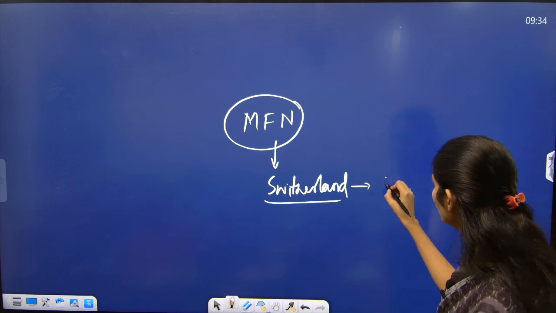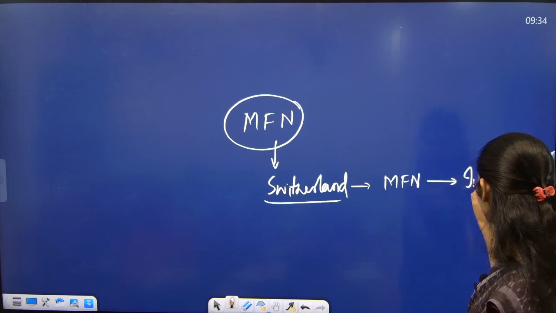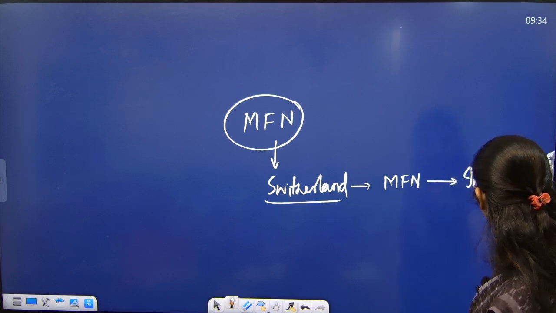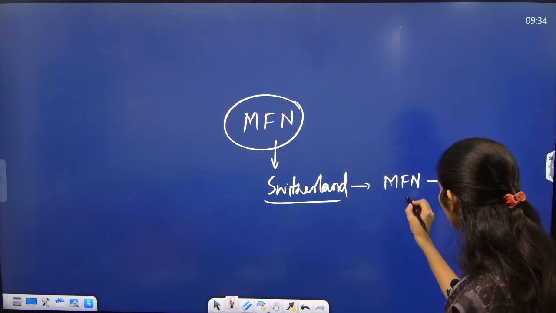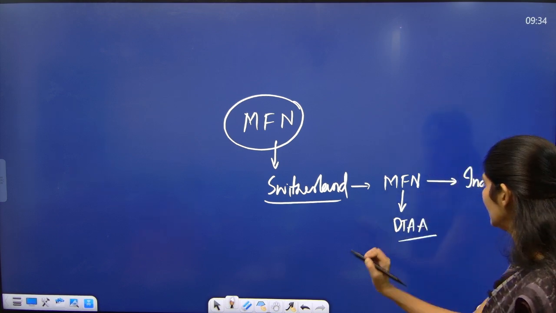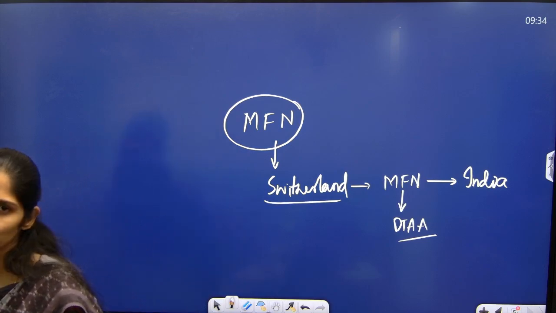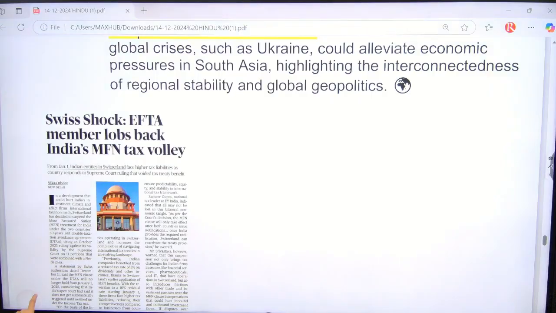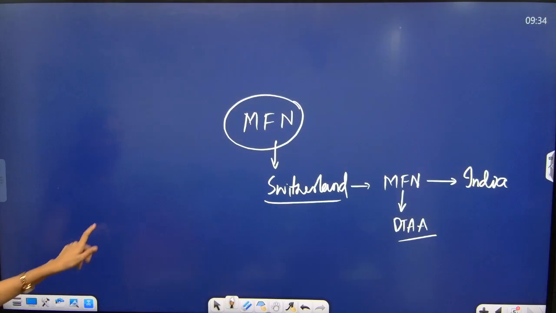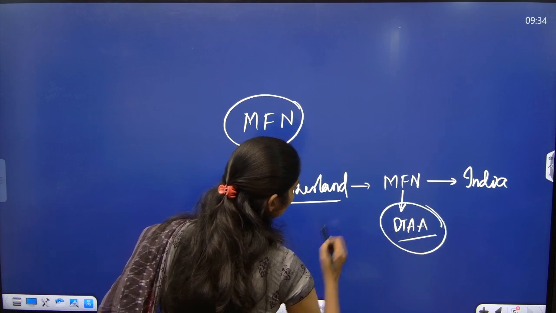Switzerland withdrawn MFN status for India under the double tax avoidance agreement, DTAA. Under this double tax avoidance agreement, Switzerland, which is part of this EFTA, removed most favored nation status for India. So here you have to know what this DTAA is.